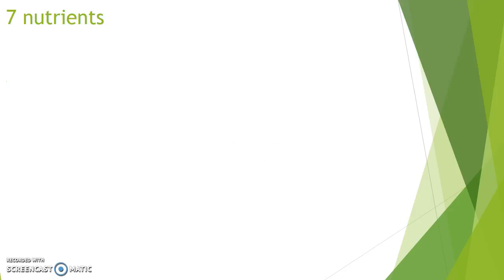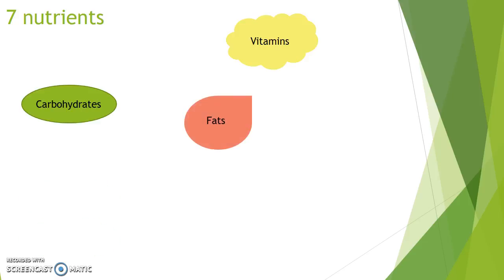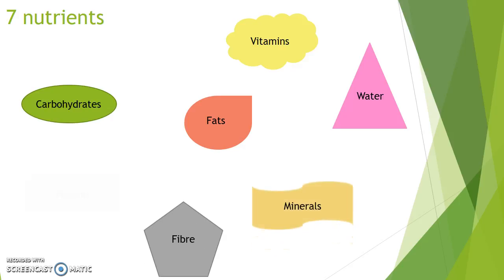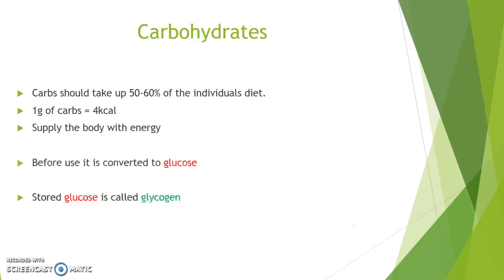So first of all, we have the 7 nutrients: carbohydrates, fats, vitamins, water, minerals, fibre and protein. In the next couple of slides, I'll be explaining each of their roles, functions and giving examples of each.